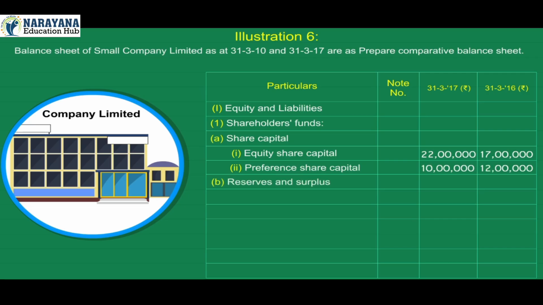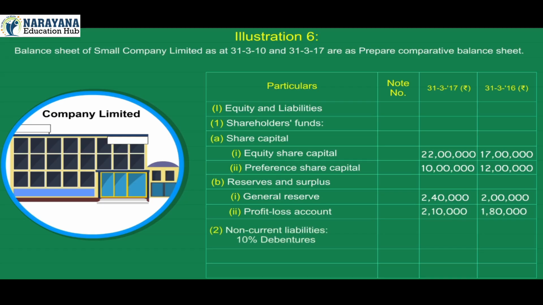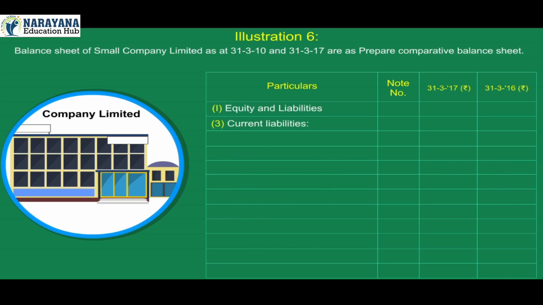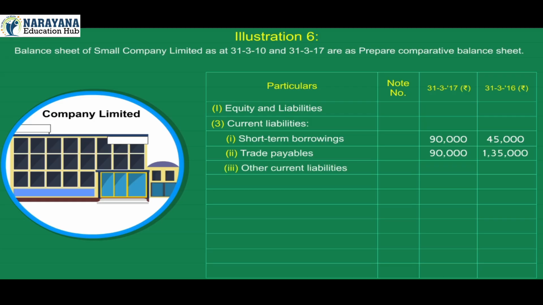B. Reserves and surplus. 1. General reserve 2 lakh 40,000, 2 lakh. 2. Profit and loss account 2 lakh 10,000, 1 lakh 80,000. 2. Non-current liabilities, 10% debentures 6 lakh, 8 lakh. 3. Current liabilities. 1. Short-term borrowings 90,000, 45,000. 2. Trade payables 90,000, 1 lakh 35,000. 3. Other current liabilities 70,000, 70,000. Total 45 lakh, 43 lakh 30,000.